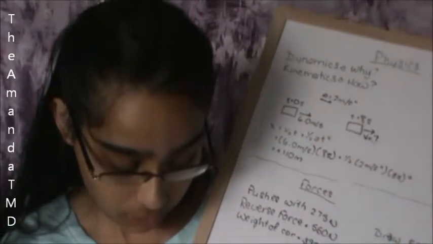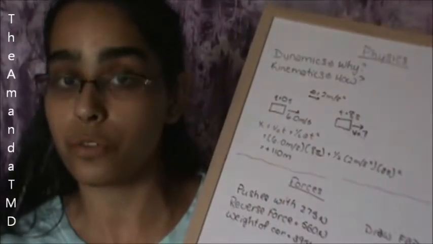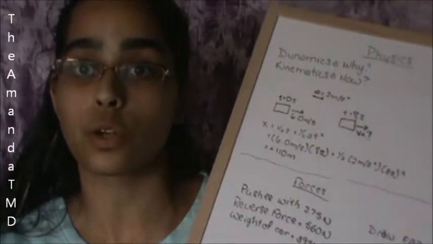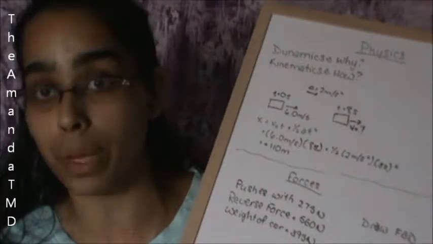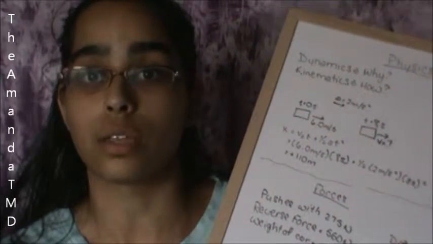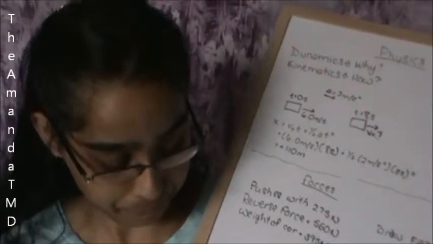If that was a negative 0.059, then that would mean that it was going in the opposite direction, and it would also mean that the car is actually pushing the people back instead of the people pushing the car forward.